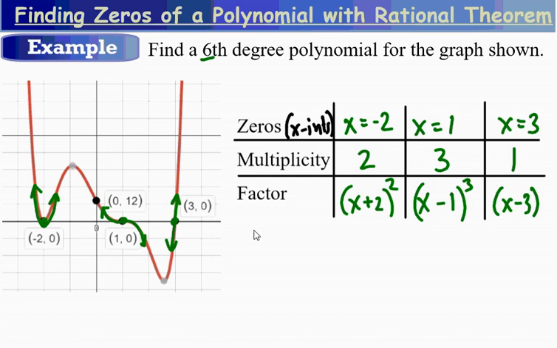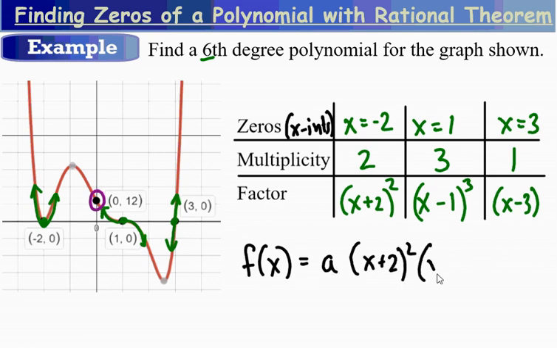Now I know my equation looks like something of f of x equals, I don't know what that scaling factor out front is, a. I'm going to figure that out by this given point right here, the y-intercept. f of x equals a, and then there's an (x plus 2) squared, an (x minus 1) cubed, and an (x minus 3). That will guarantee all of the x-intercepts. So I've guaranteed all of the green points. Now I need to guarantee that purple circled point.